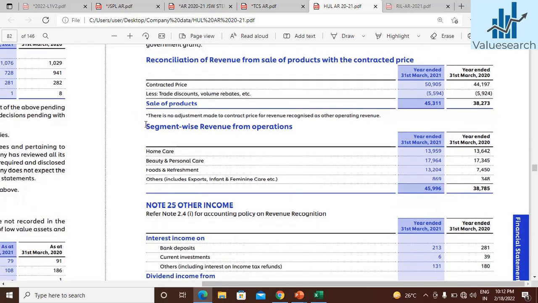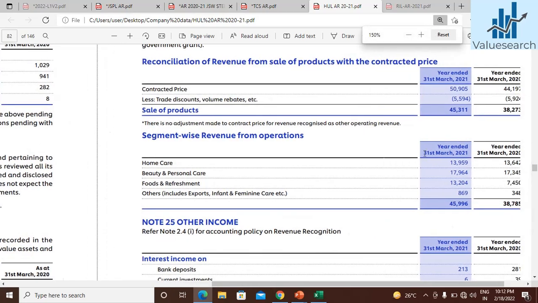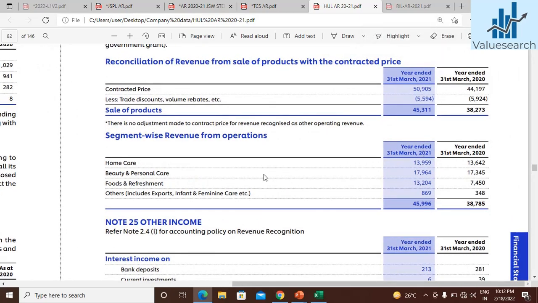Now let us look at segment-wise revenue from operations. Home care, they're earning this much amount from their home care business. Beauty and personal care, they're earning this much of turnover. Food and refreshment this much, others includes export, infant and feminine care this much. So this is their total revenue.